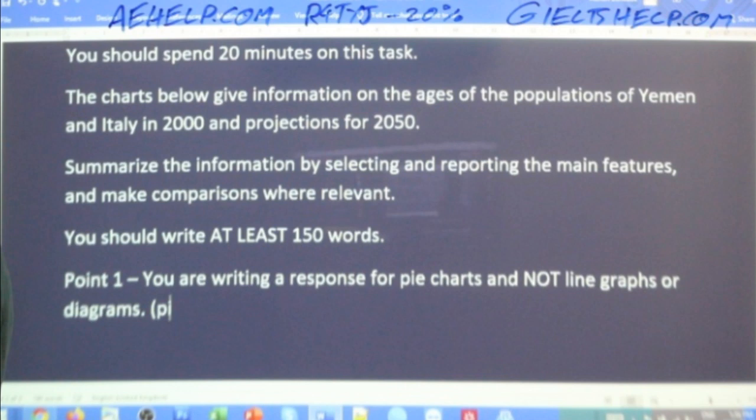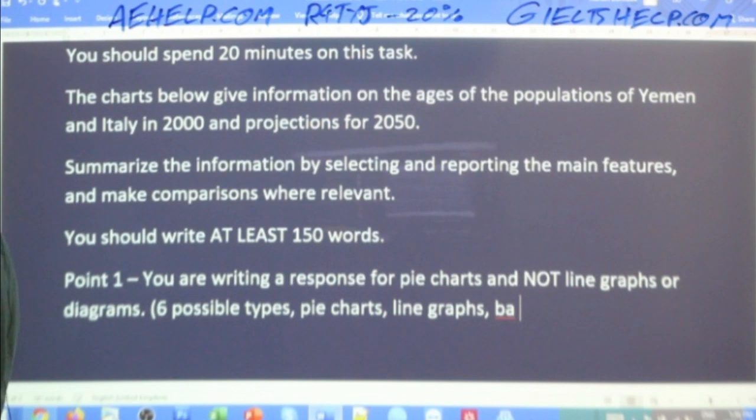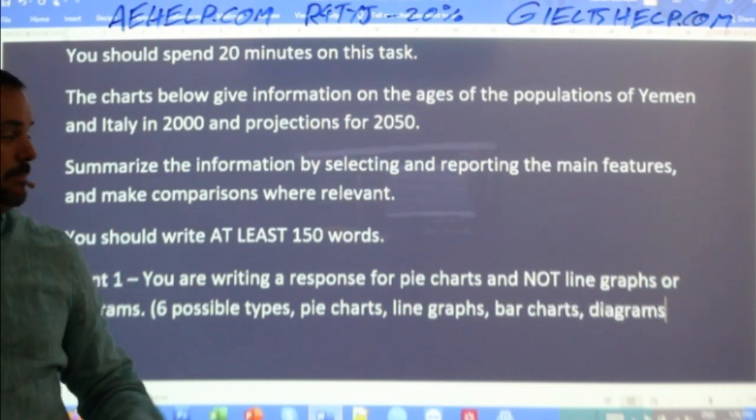So there's basically pie charts. So 6 possible types. You can learn all of these in your My Student account, of course, and the ways to write about these. There's pie charts, line graphs, bar charts, diagrams. Diagrams include a set.